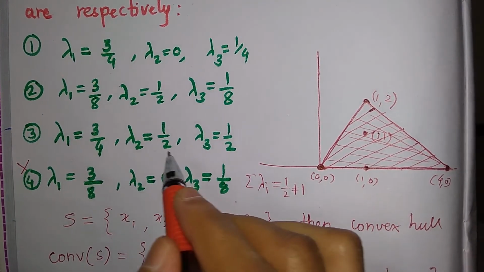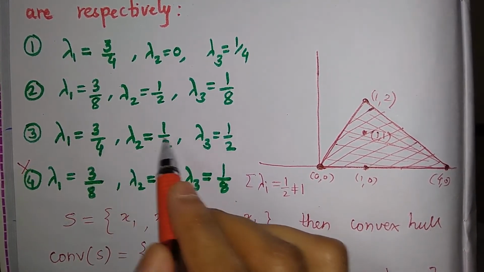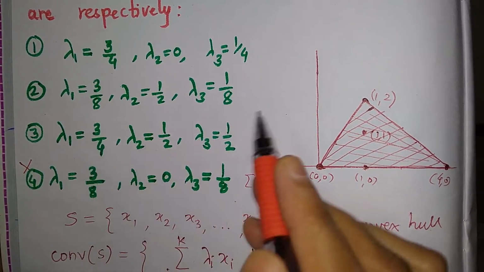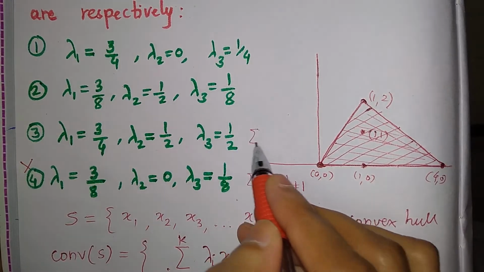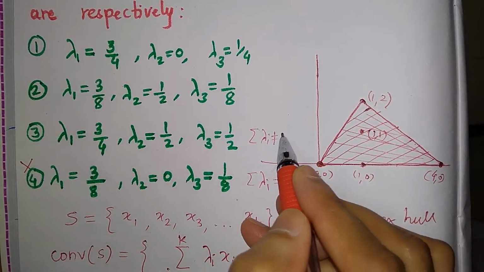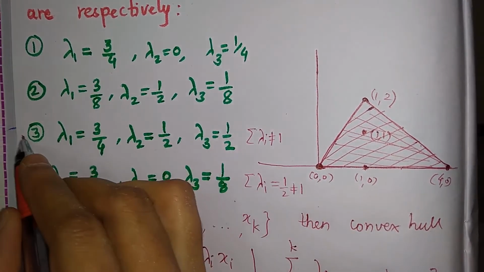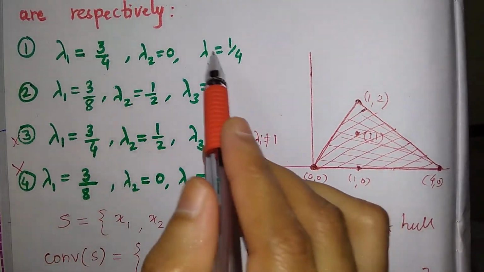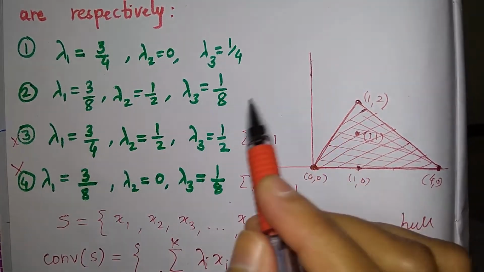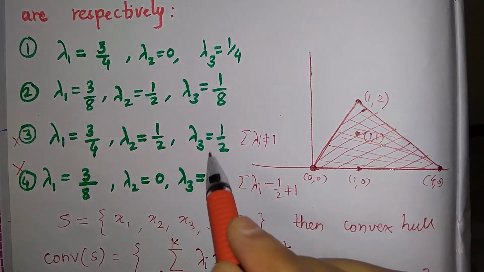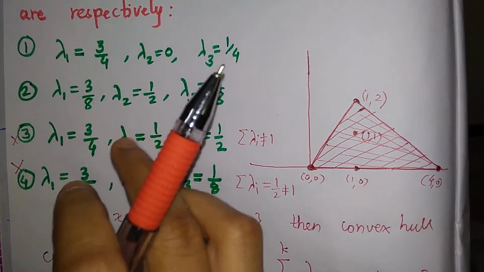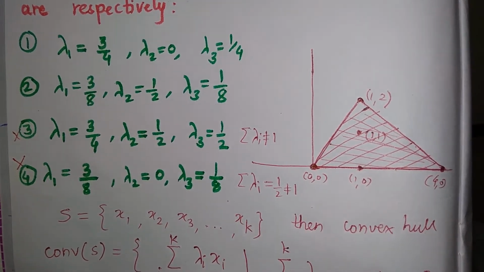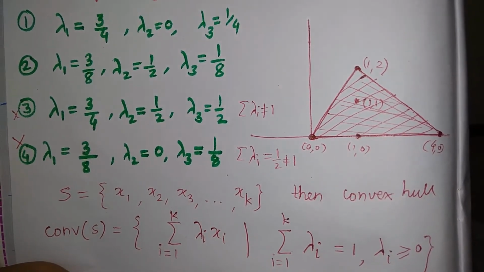Now second, you take the addition of these. So 1 by 2 plus 1 by 2 is 1 and 3 by 4 plus 1 is clearly not equal to 1 when you take the addition. So this is also not the correct option. Now when you check the addition of these lambda i's, it is equal to 1, but let us check whether this combination gives us a boundary point or not. So let us check the first option.